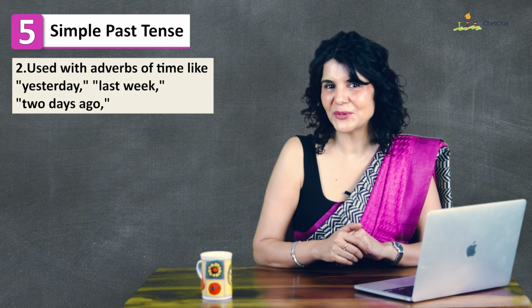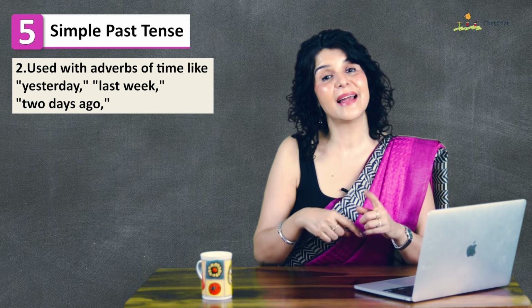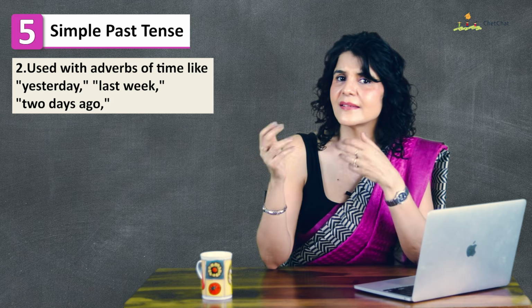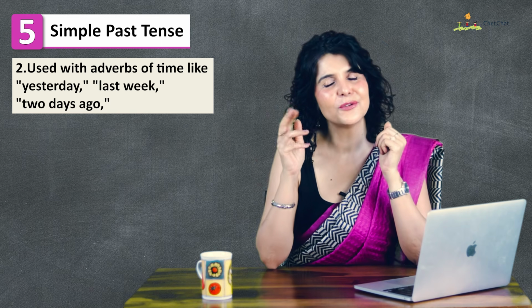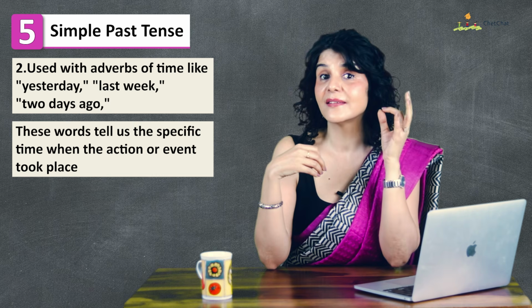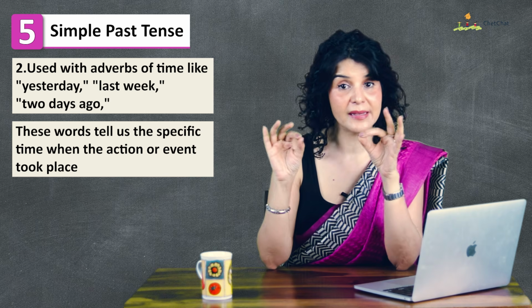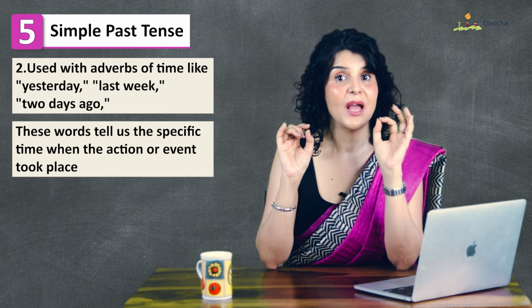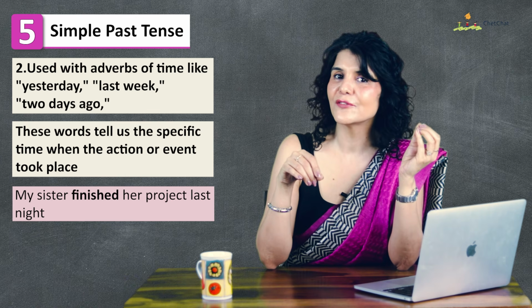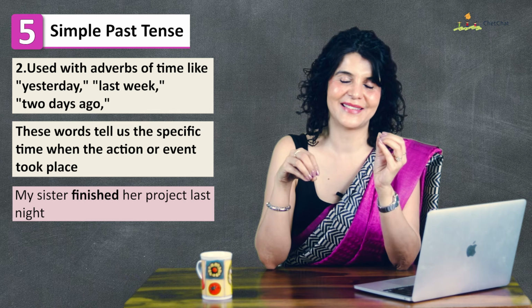Use number 2 of the simple past tense is that it is often used with adverbs of time, like yesterday, last week, 2 days ago, last year. These words are going to tell us the specific time when that action or event took place. We went to a banana orchard last summer. My sister finished her project last night.